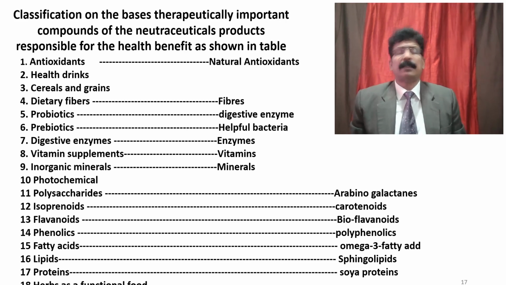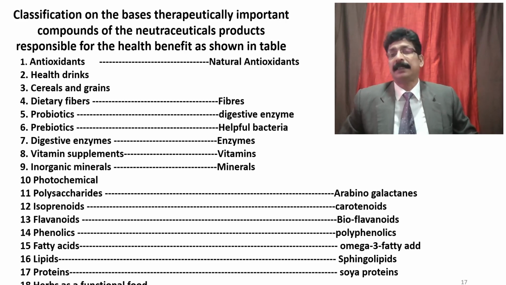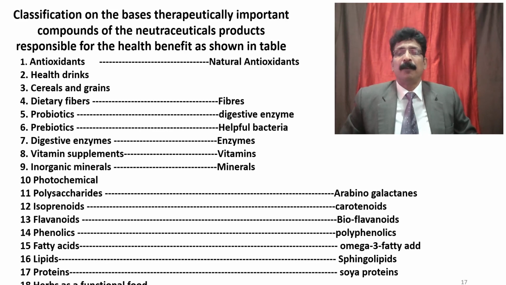Inorganic minerals and phytochemicals, like polysaccharides separately, arabinogalactans, and isoprenoid carotenoids, flavonoids, bioflavonoids, and phenolic compounds, polyphenolic compounds, also fatty acids, omega-3 fatty acids, and lipids, sphingolipids, and protein, soya proteins, and herbs as a functional food.